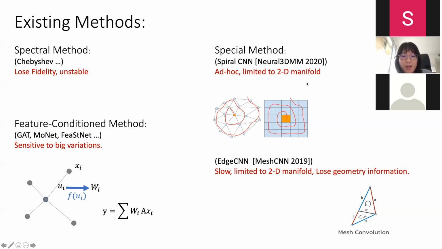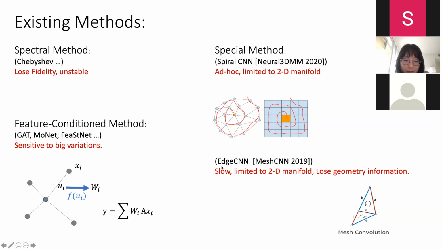And there are some other methods, I call them special methods. For example, the spiral CNN. Basically, they say, okay, let's define the kernel in an untraditional way. We define it as a spiral centered at the center vertex. And this method is a little bit ad hoc and it is limited to 2D manifolds. If the mesh is not a 2D manifold, then it cannot work.